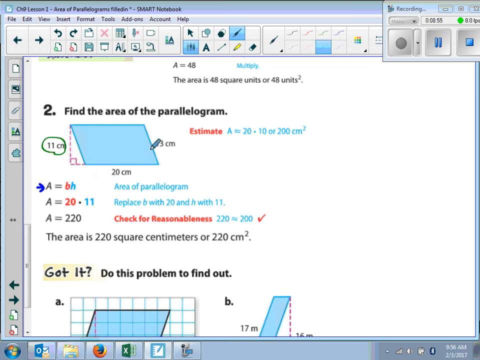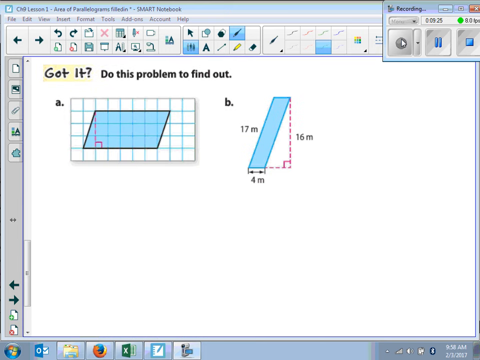Now, between the 11 and the 13, which one is the height? It's the 11. How do I know this is the height and not the 13? Because, very good. Because at the bottom, it's a right angle. Is everybody clear? So, here, we've got 20 times 11, which is 220, and it's not units anymore, it's centimeters squared.